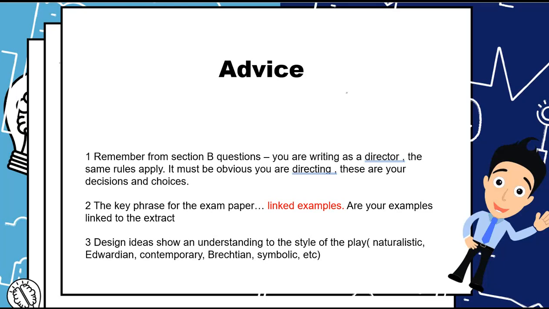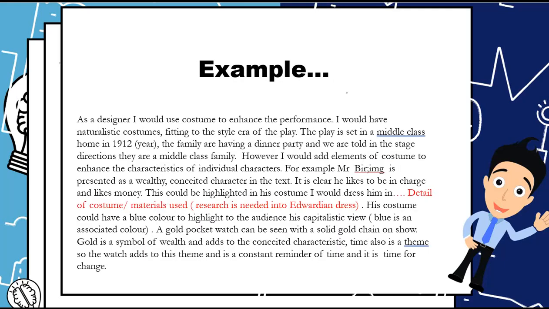Now you can know this before you go in the exam because you know what your play text is going to be. You've studied it at school. So think, what is the style of the play? How will costume, light and sound help emphasize that? So an example. This is taken from An Inspector Calls, and we're looking at the costumes. So remember what we said, we are writing specifically.